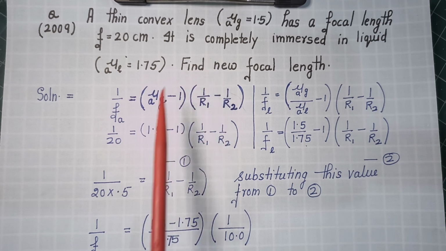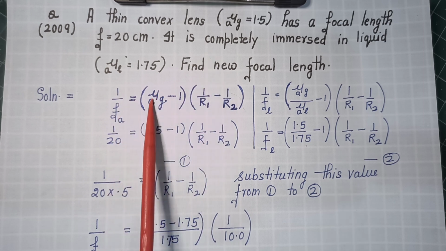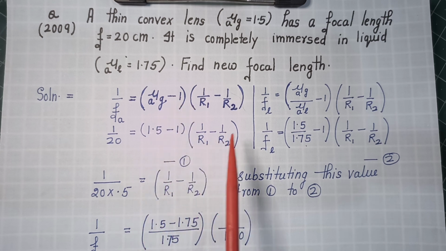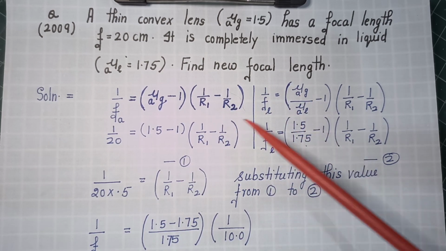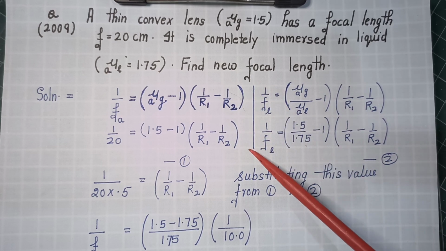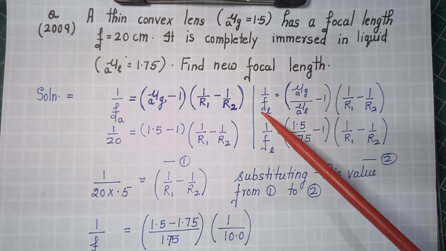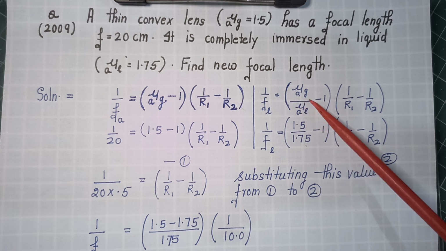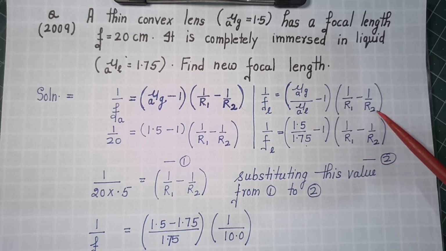Then substitute the values. 1 upon focal length in air is equal to refractive index of glass minus 1, into 1 upon R1 minus 1 upon R2, where R1, R2 are not given, so we will not touch it, we will leave it as it is. Then divide the page in two parts, side by side. The second case also will be written. I divided the page. This will be the best way to represent your answer. For 1 upon focal length of the lens when it is placed in liquid is refractive index of lens divided by refractive index of surrounding medium minus 1, into 1 upon R1 minus 1 upon R2.